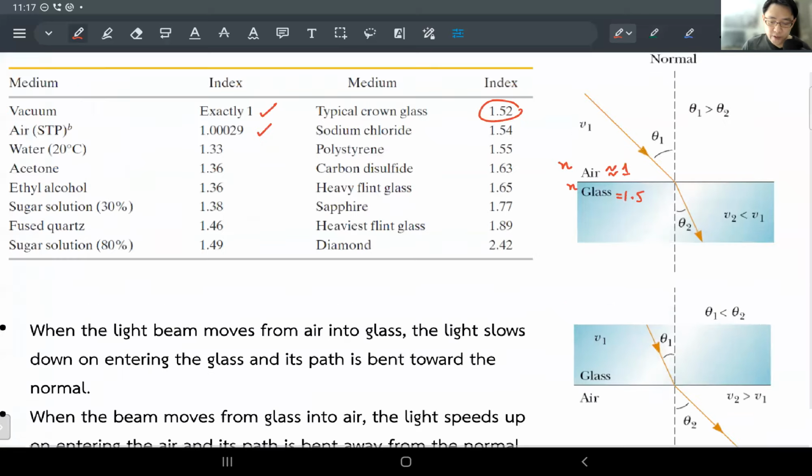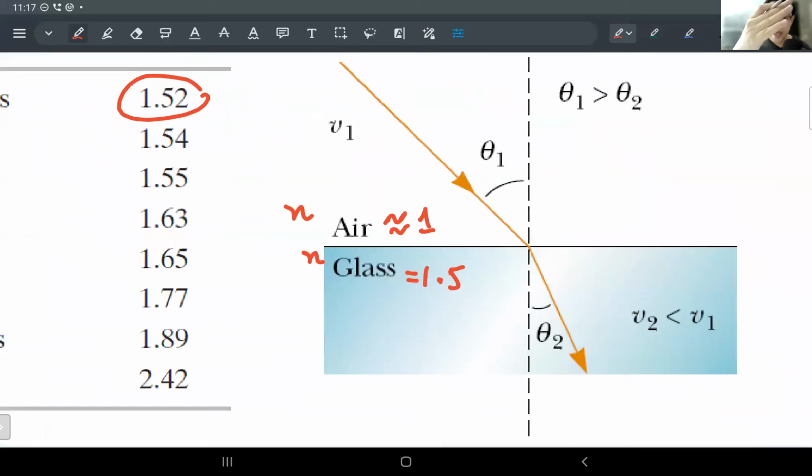But then from Snell's law, when the light is trying to go from air to glass, you're coming from a smaller n to a larger n. By Snell's law, it's the product between n and the sine theta. So that means you are going from theta 1, and then you must go to a smaller theta angle. You guys with me? Because you're coming from small n to a larger n, the angle must go from a larger angle to a smaller angle there.